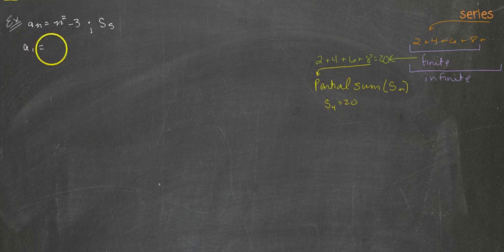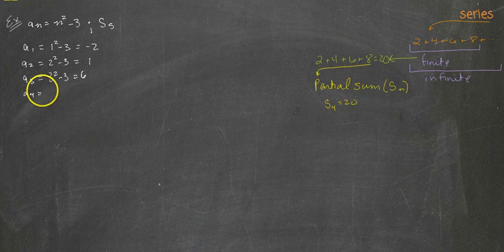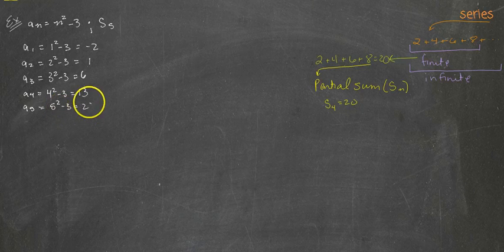A sub 1 equals 1 squared minus 3, so that's 1 minus 3, negative 2. A sub 2 is 2 squared minus 3, so that's 1. A sub 3 is 3 squared minus 3, so 9 take away 3 is 6. A sub 4 is 4 squared, take away 3. 16 take away 3 is 13. And a sub 5 is 5 squared, take away 3. So that equals 25 take away 3, 22.